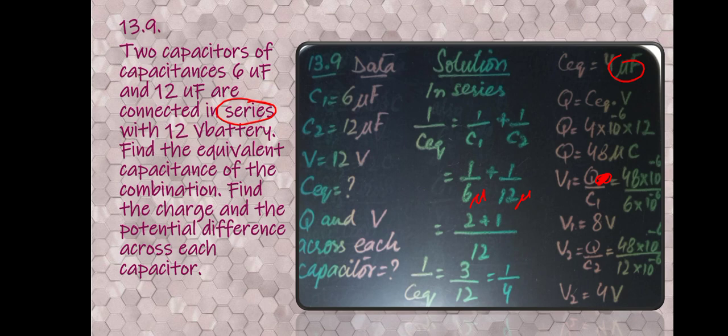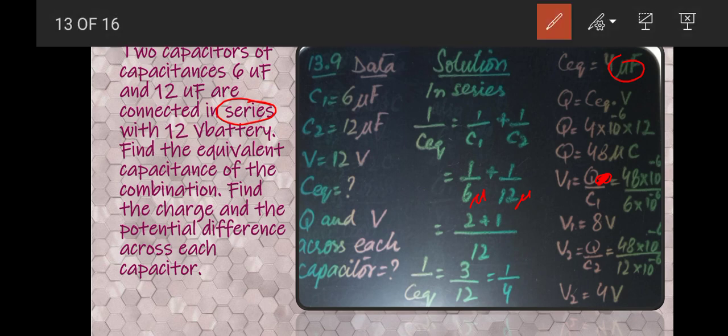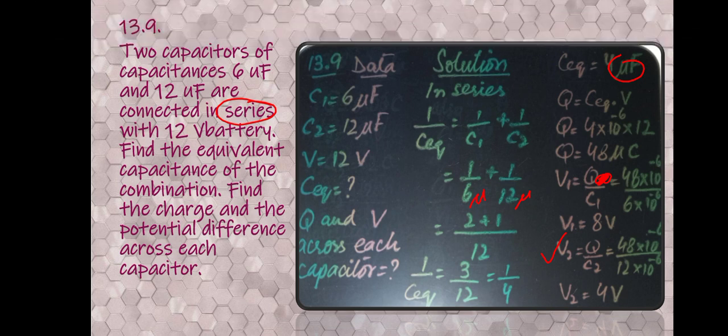You can also find it from the formula. V2 equals Q by C2. Putting the values gives you 4 volts. They are used by the second capacitor.